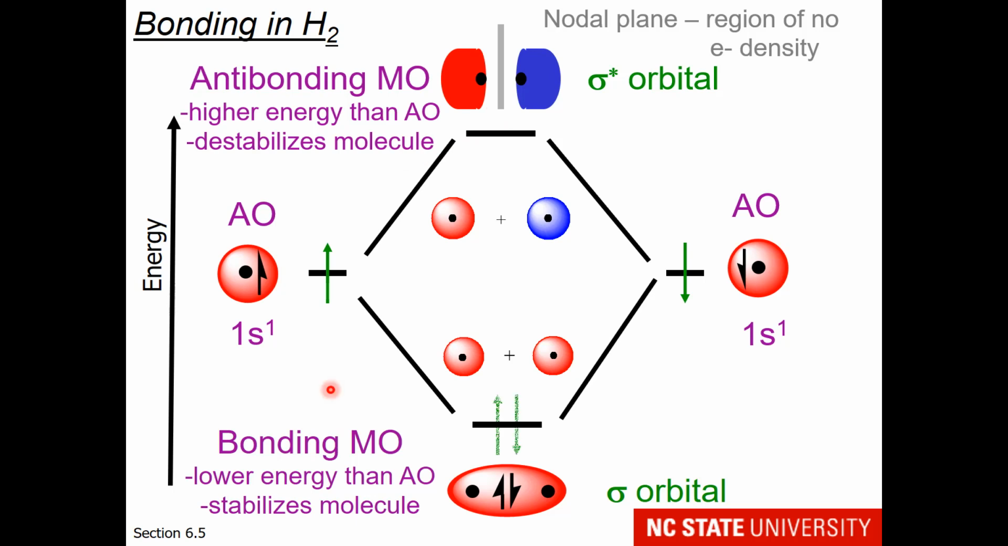Now we need to place our electrons, and according to electron placement rules, each electron will go to the lowest energy orbital available, which is the bonding MO. Notice we've had conservation of orbitals. Two atomic orbitals went into the mixture, and two molecular orbitals came out.